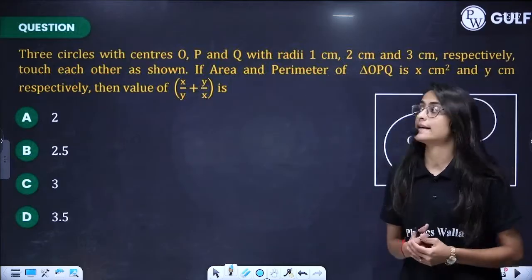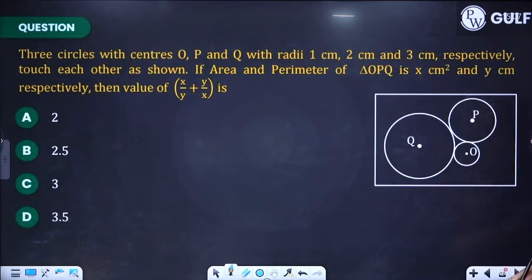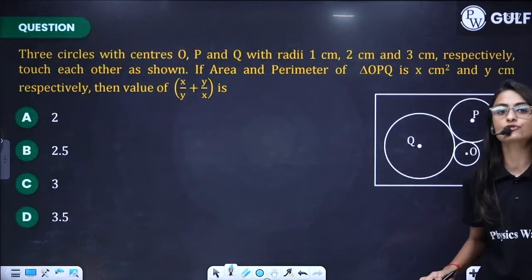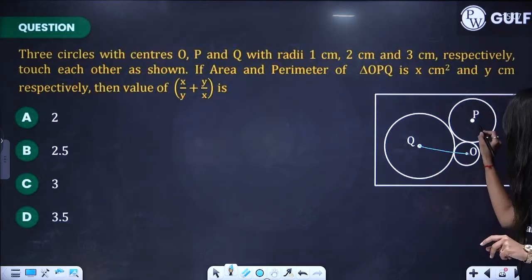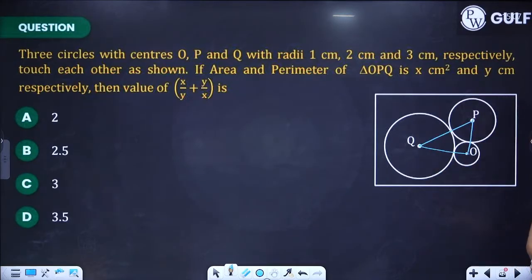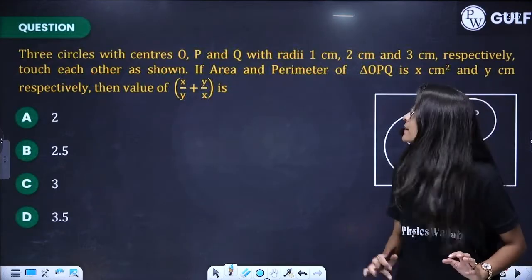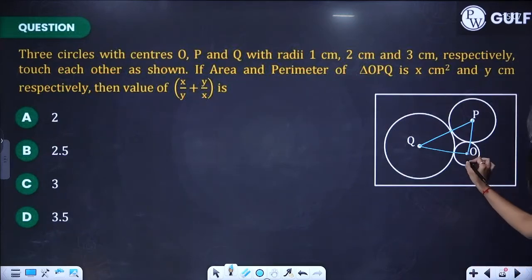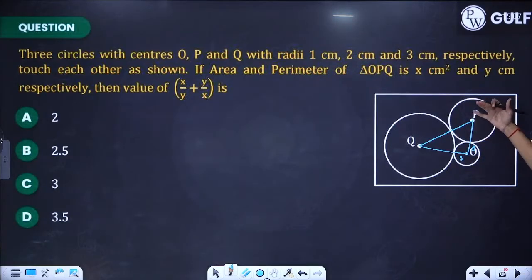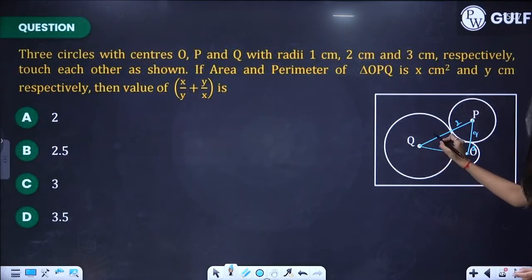The next question says that we are having 3 circles with centers O, P and Q with radius 1 centimeter, 2 centimeter and 3 centimeter each. Now, they are touching each other as shown. If the area and perimeter of triangle OPQ is x centimeter square and y centimeter, that means we will be forming this triangle over here, OPQ, right? So, what is the value of y by x plus x by y? Okay, so here what we can see is the radius of the smaller circle will be 1. I'm putting 1 over here. The radius of the circle with center P will be equal to 2 and 2. And the bigger circle will be having radius 3 and 3.